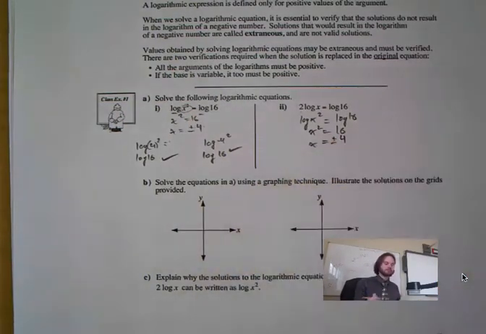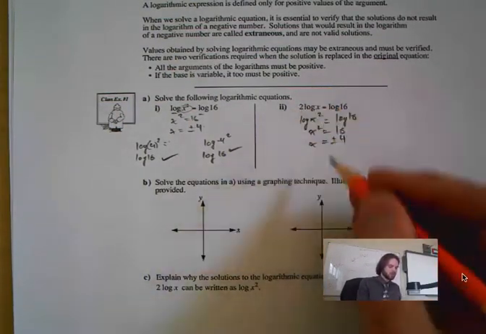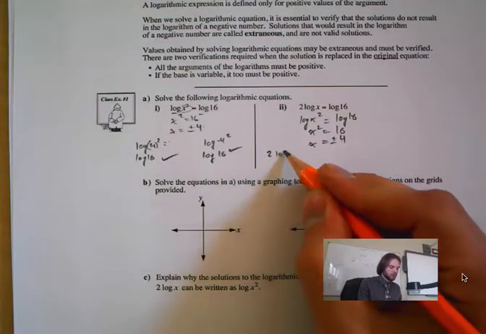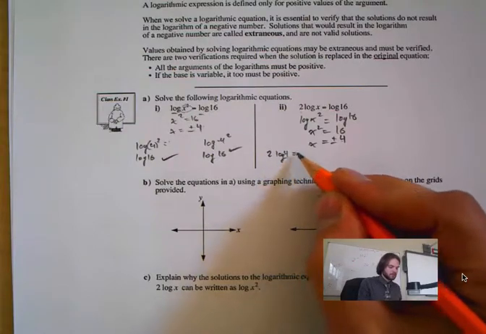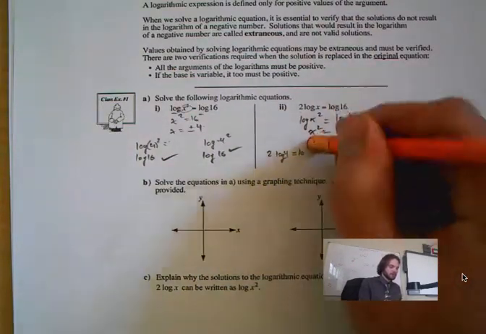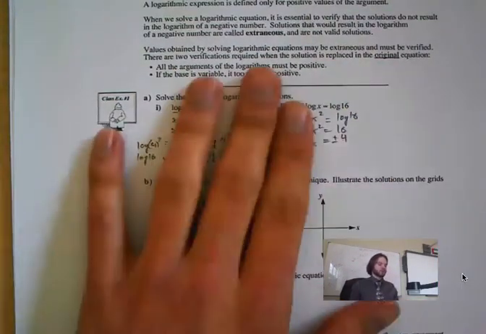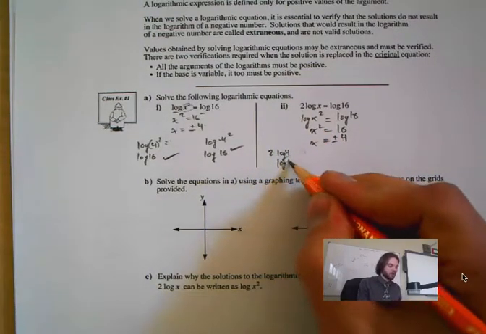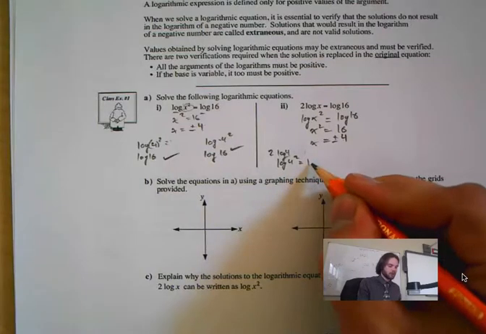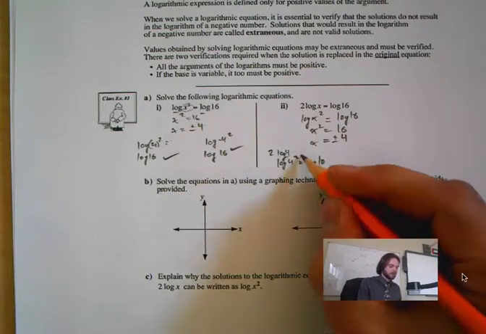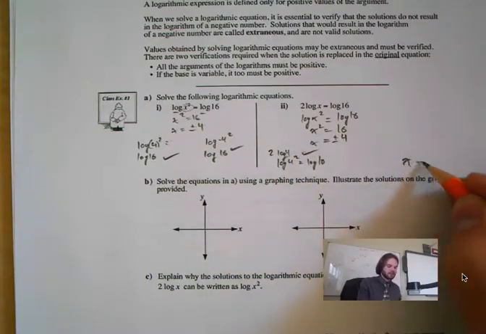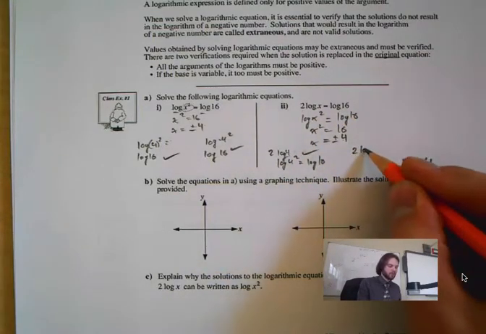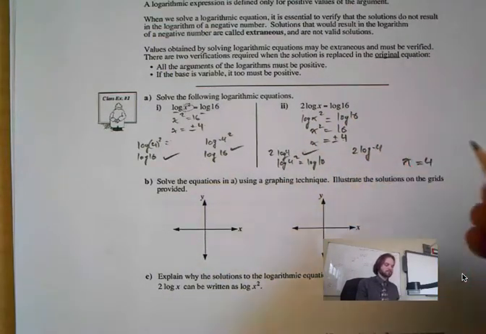Solving this now, we're going to check each one. I'm going to have 2 log 4 is equal to log 16. Now I have log 4 to the power of 2 is equal to log 16. So this one works. So we know x can equal 4. Let's check another one, negative 4. I'm going to have 2 log negative 4.